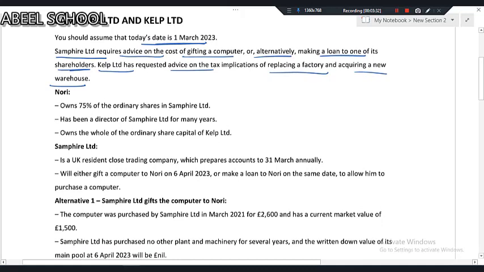Okay. Noori owns 75% of the ordinary shares in Samphire Limited. So obviously, Samphire Limited is a close company. Noori has been a director of Samphire Limited for many years. So Noori has two statuses. One, he is a shareholder of this close company. Second, he is also the director of this company. He is an employee of this company. He owns the whole of the ordinary share capital of Kelp Limited. So logically, Kelp and Samphire are both close companies for Noori.